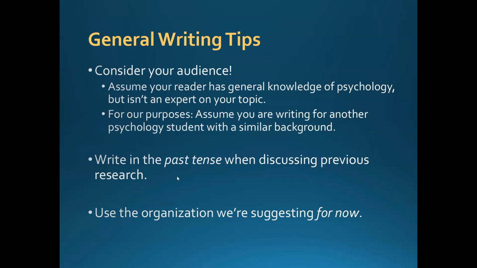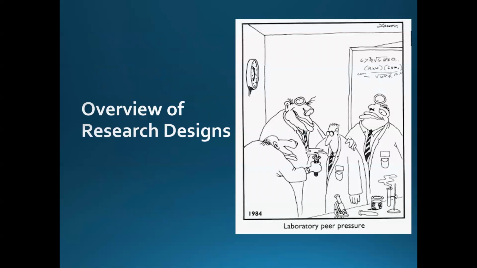Always write in past tense when discussing previous research, and then use the organization we're suggesting for now. So that means the assignment 4 outline. For right now, let's just stick with your second and third paragraph being about your IV, how it was measured, and your DV, how it was measured. In the real world, you don't write like that, but for the purposes of this class, let's just stick with that organization. It'll make your life a lot easier. All right, any questions about assignment number 4 or the introduction before we jump into an overview of research designs?